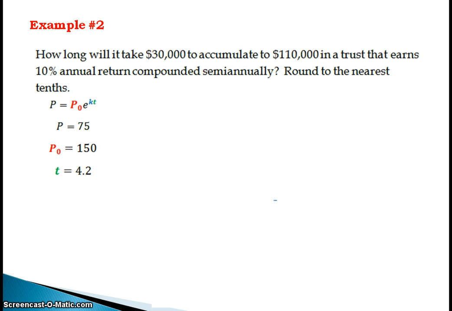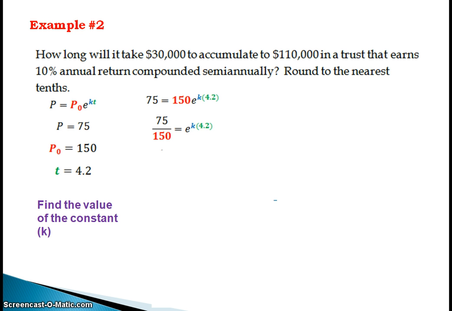We were given a P of 75. We were given a starting amount of 150 and a t of 4.2. So the first thing we have to do here is find k. We really have everything else. We have to find k in order to answer the question that you do not have here. But bear with me. All right, so we're going to plug in everything we have and then solve for k.